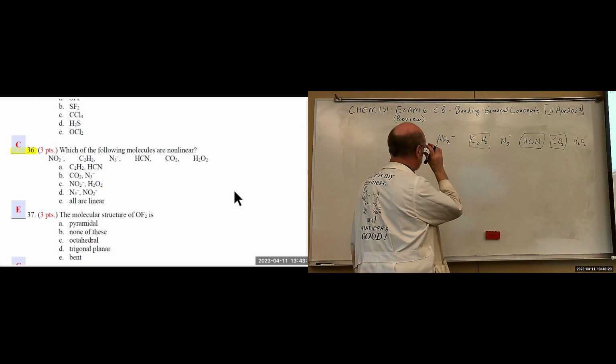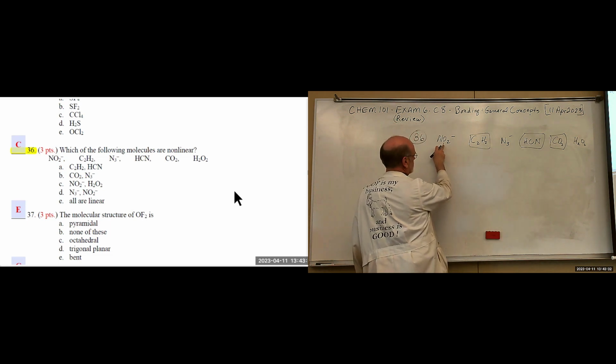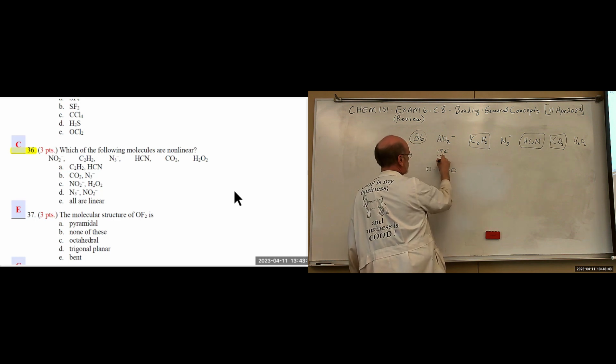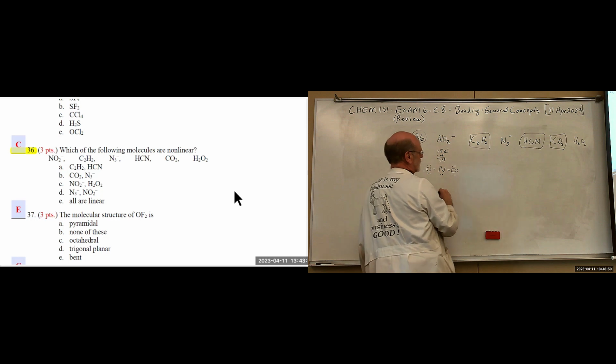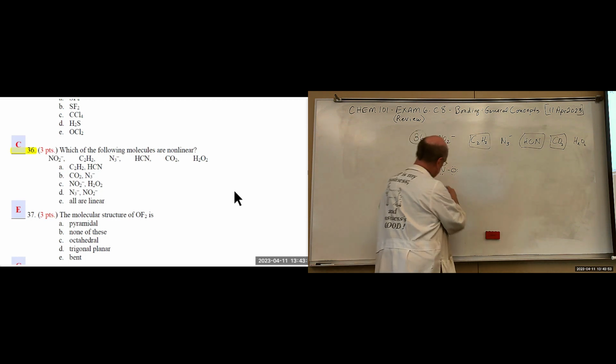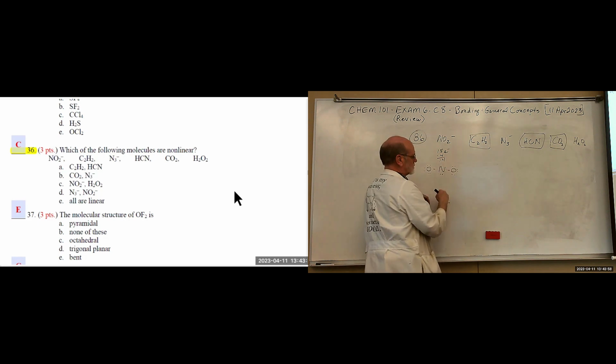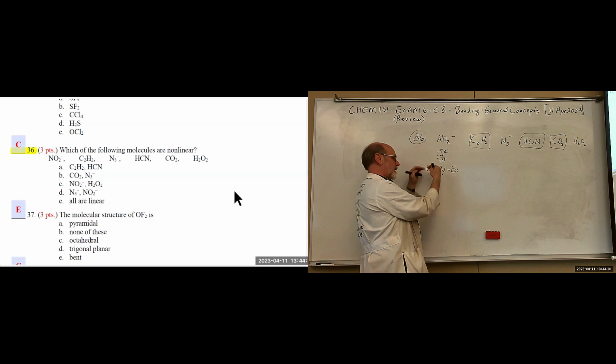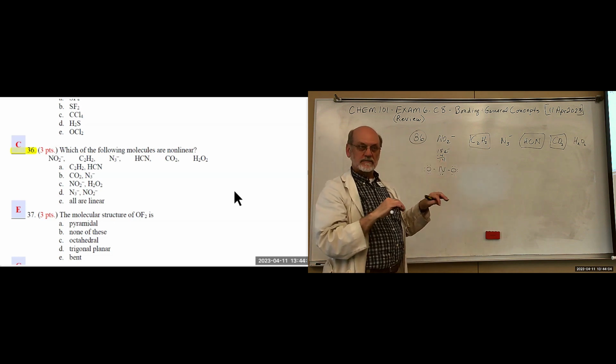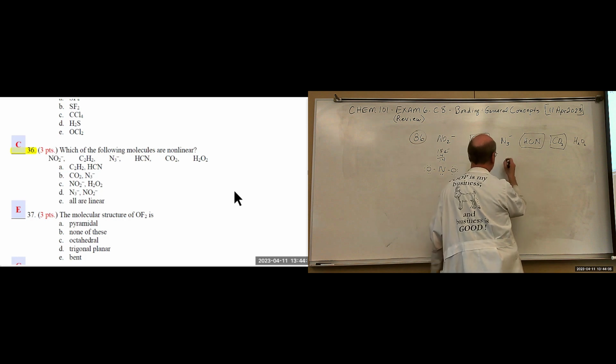We know that for a fact. How about these others? NO2 minus. 5 plus 12 is 17, plus 1 is 18 electrons. So we have N, O, O, 2, 4, 14. That's 12. So we need 2 more. That was nonlinear, because we got three groups around here, and the molecule is going to be bent. It's trigonal planar electronic, and bent molecular.